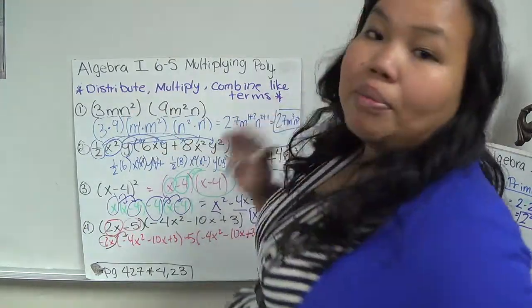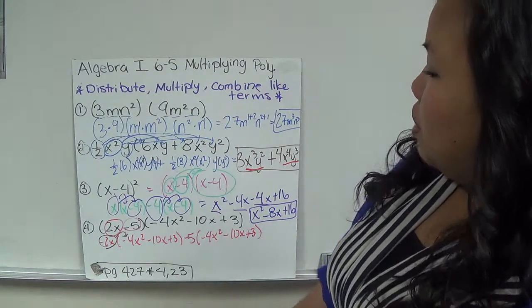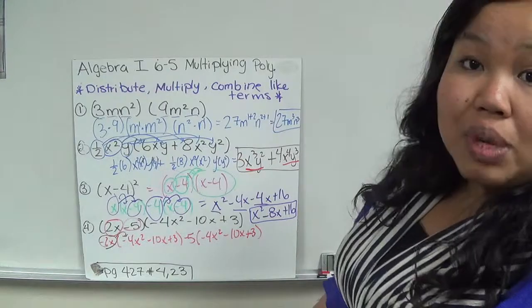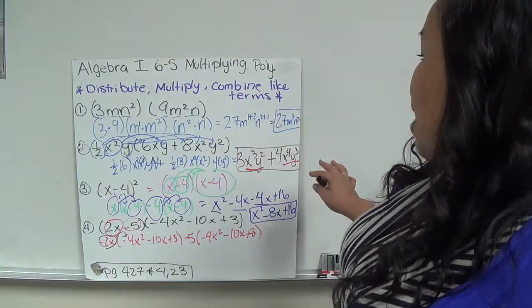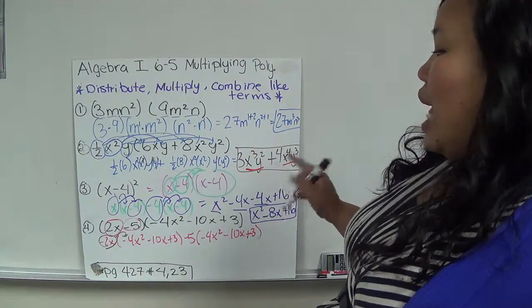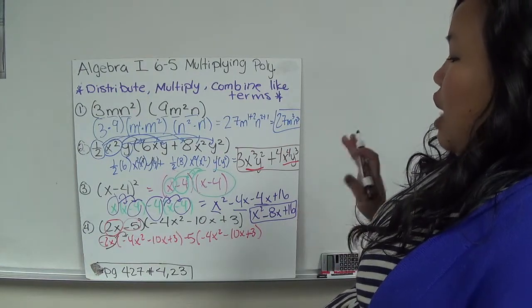I'm going to multiply only my like terms. When I'm multiplying, it doesn't have to be like terms. I mean, it doesn't matter. I can multiply an x and an x squared. I can't add an x and an x squared together, but I can multiply.